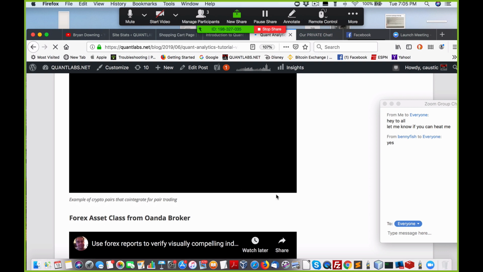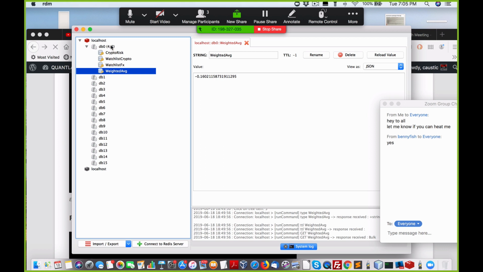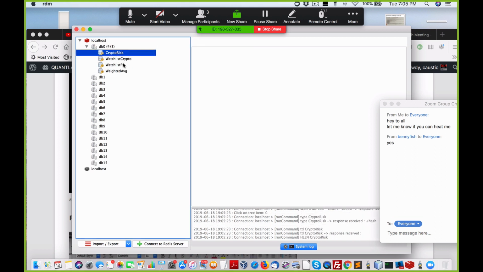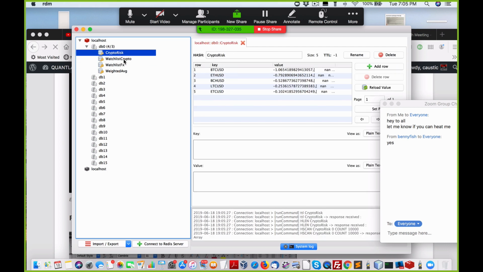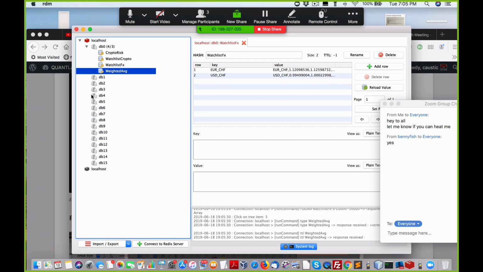There's a lot of juicy stuff. Right now, I've got my basic strategies running. They're just doing the downloading and working with the data. There's no trading on this yet. Hopefully, I'll be able to activate that in the next few days.